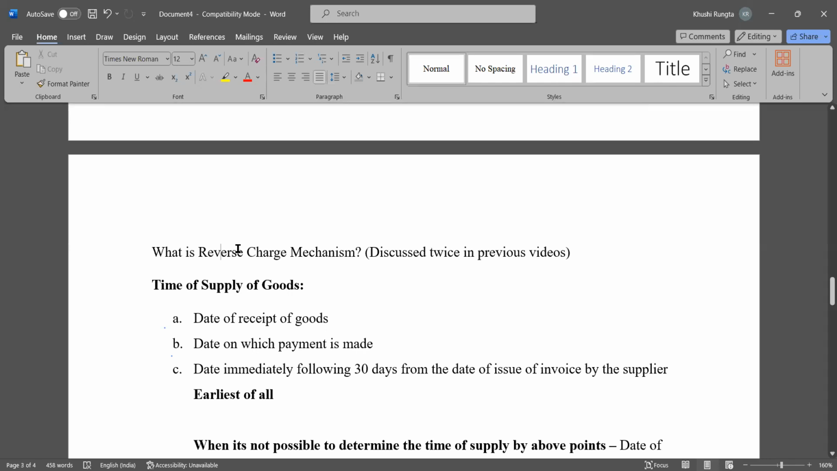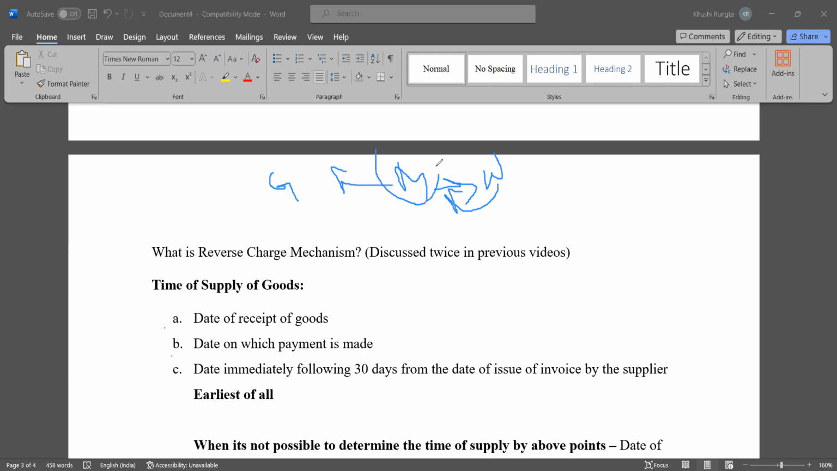In forward charge, what happens? As manufacturer supply goods to wholesaler, GST is paid by wholesaler to manufacturer. This manufacturer pays to government. Okay, means basically supplier pays the GST to government, but in reverse charge, this is reversed and customer pays this to the government. That is reverse charge mechanism. So in simple words, whenever the customer is paying the GST to the government, it is called reverse charge mechanism.